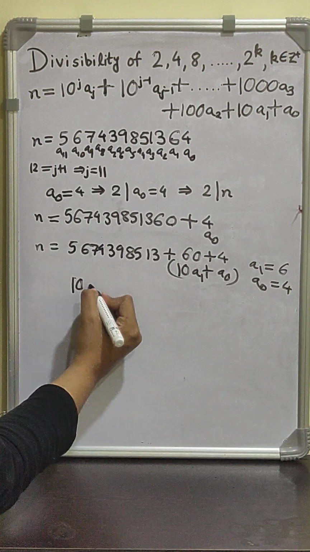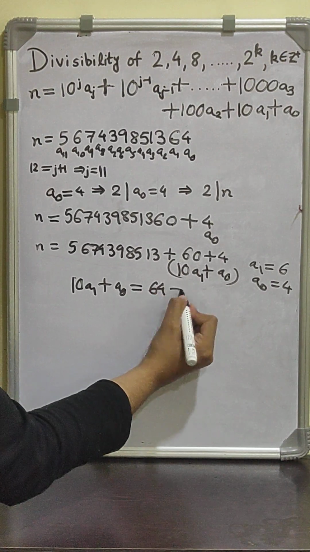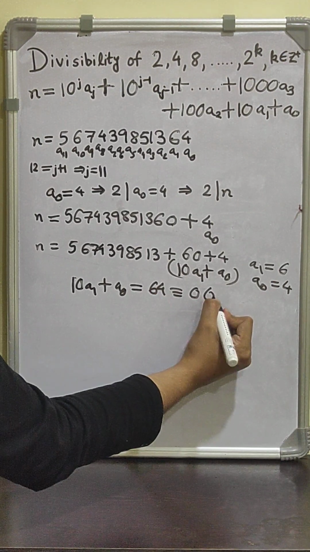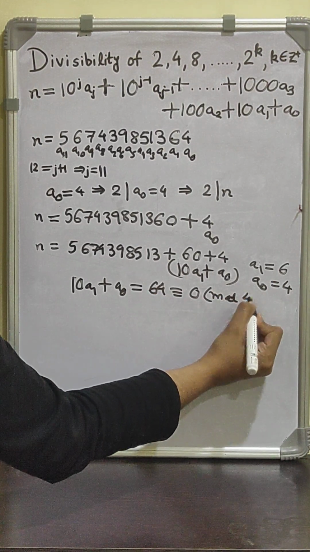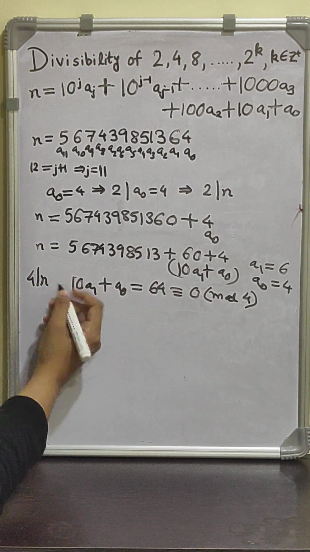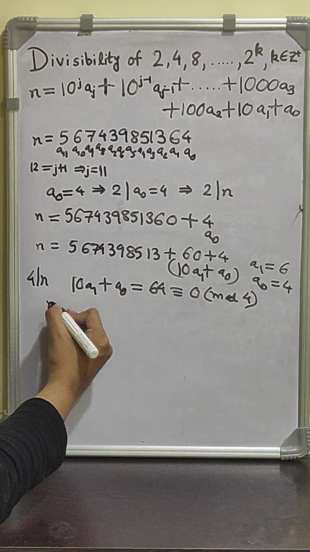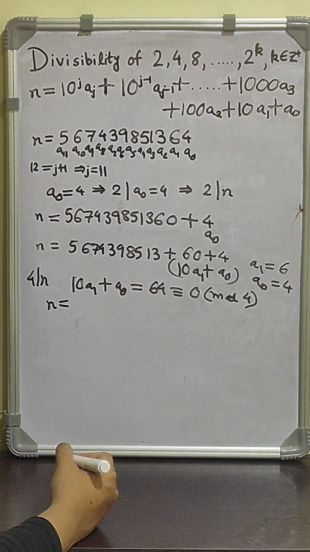Then this 64 is divisible by 4. So I can say that 4 divides n because of this reason. I'm going to do this for 8 again.